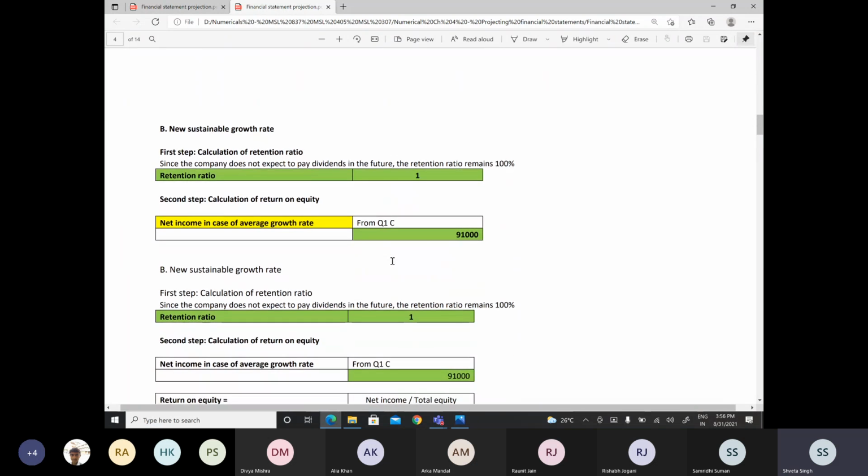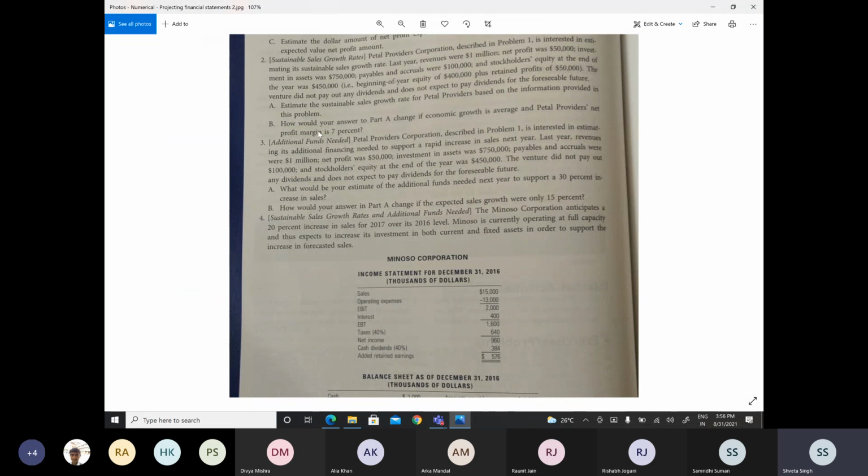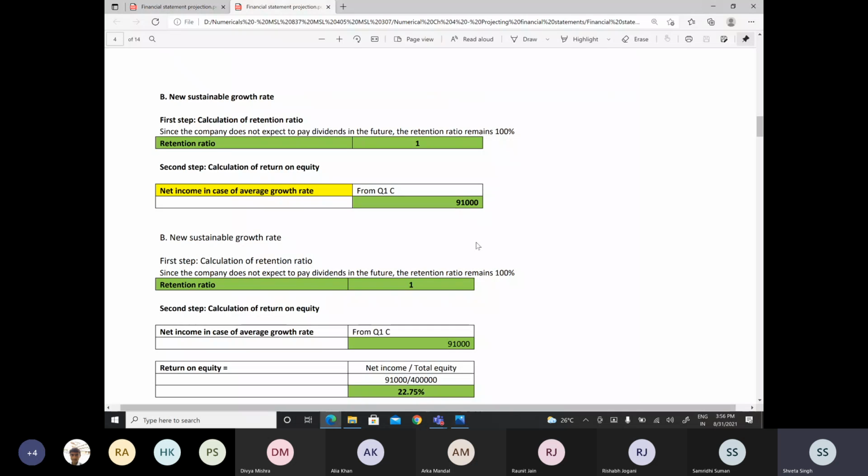Now, the company wants to ask what happens to the sustainable growth rate in case, let me just go back to the numerical. How would your answer to part A change if economic growth is average and Petal Providers' net profit margin is actually 7%? Then how will your answer change? Okay, so let us see.